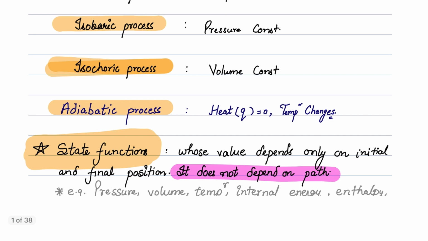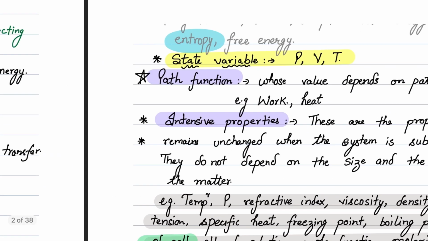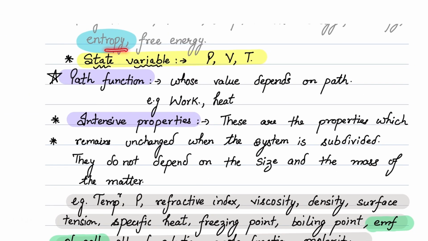Next important term is state functions. Now state function is a function whose value depends only on the initial as well as the final position. It does not depend upon the path. So in competitive exams we can be asked a question that which of the following is a state function. So examples are pressure, volume, temperature, internal energy, enthalpy, entropy as well as free energy.